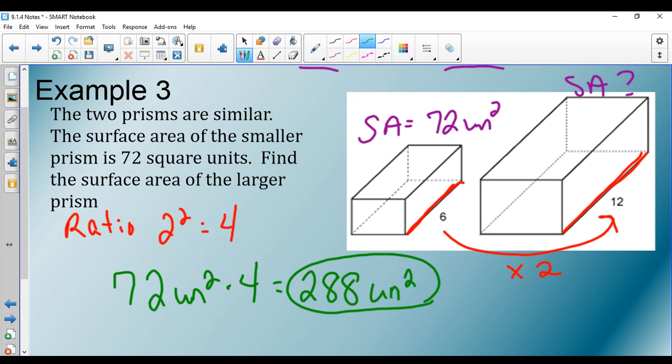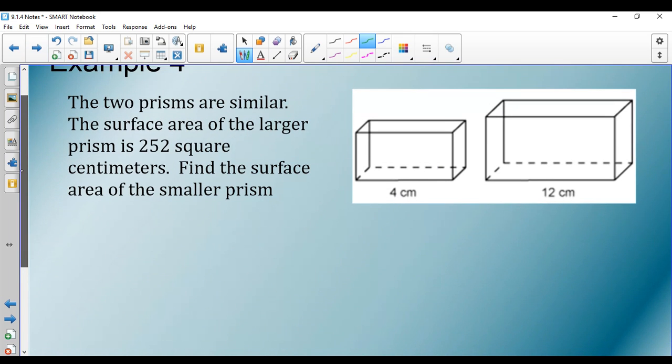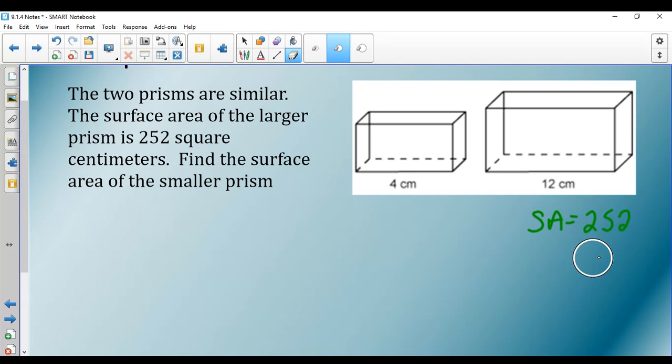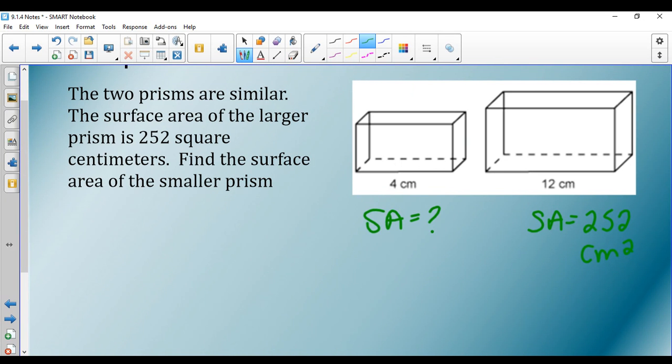What's the surface area? We don't have to figure out the missing dimensions and work it all out, because we know they're similar solids. We can simply use that ratio to get our answer without having to do a whole lot of extra work. So then one more here, looking at these prisms, again, they're similar. The surface area of the larger prism this time is 252 units squared, or square centimeters, I should say. And we want to know what's the surface area of this smaller figure?